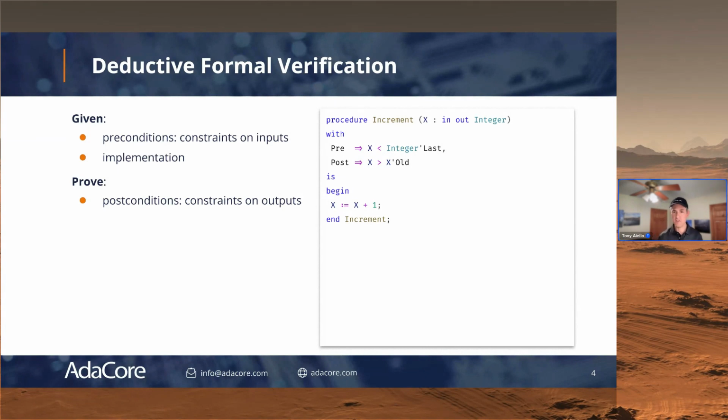Right, so just a conceptual example. Of course, you would never actually write an increment procedure like this because that would be silly. And you would never write a postcondition that's this imprecise because, again, that would be silly. But I wanted to give just a flavor for what it looks like to write down a precondition and postcondition and illustrate how deductive formal verification works.